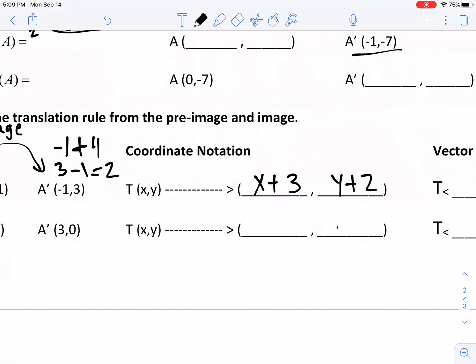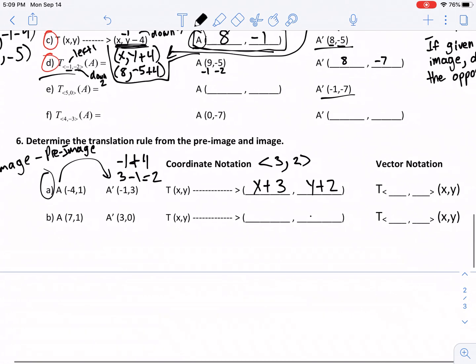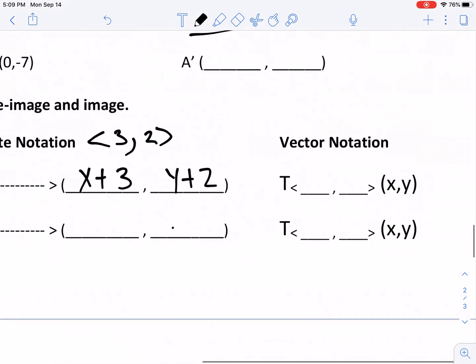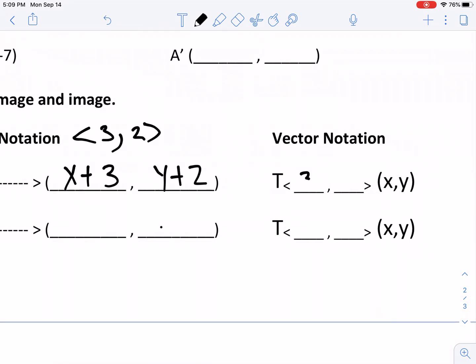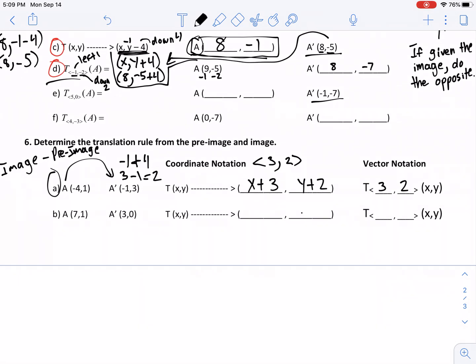Now, remember, in terms of vector notation, it would just be we're going +3 and +2. But since they don't want the vector notation, we're working in coordinate notation. It'd be x plus 3 and then y plus 2. Okay. Oh, they do want the vector notation. What am I talking about? So it would be a +3 here and a +2. Okay. So anytime we want to write the rule, remember image minus pre-image, and that will get us where we want to be.